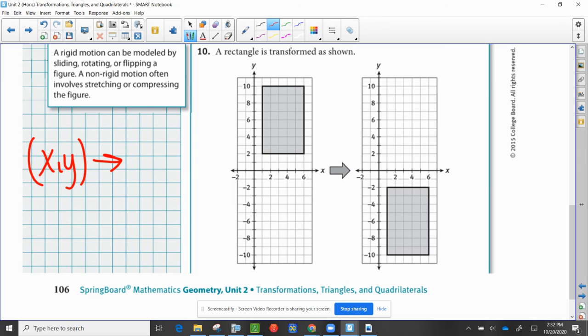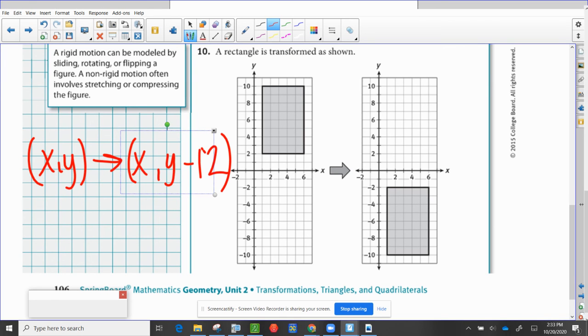Okay, so hopefully you said that the x doesn't change, so the x stays the same, but the y went minus 12. So that was that transformation rule.